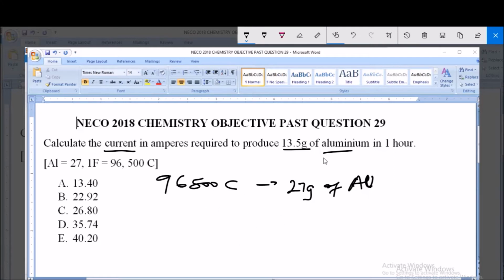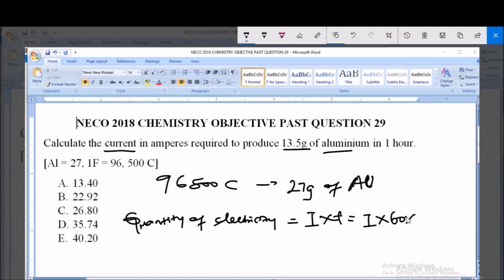Now, the quantity of electricity used to produce 13.5 gram of aluminium, which is in coulomb, is equal to the current multiplied by the time. The time is 1 hour, that is 60 seconds times 60 minutes, and this is equals to 3600 I, in coulomb. So we can say therefore, 3600 I coulomb will give 13.5 gram of aluminium.